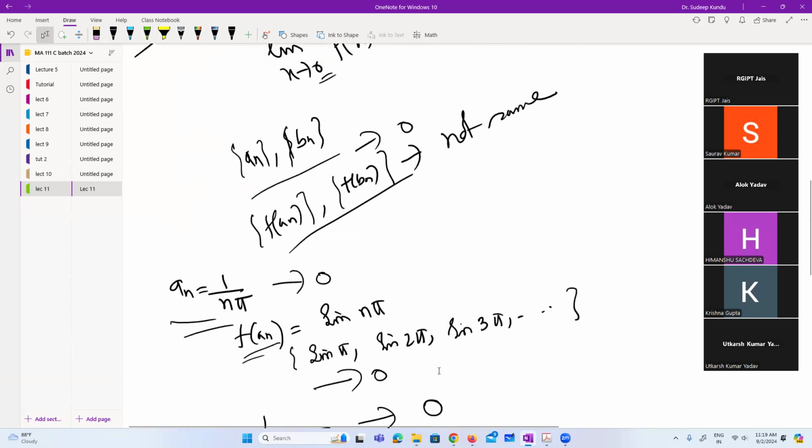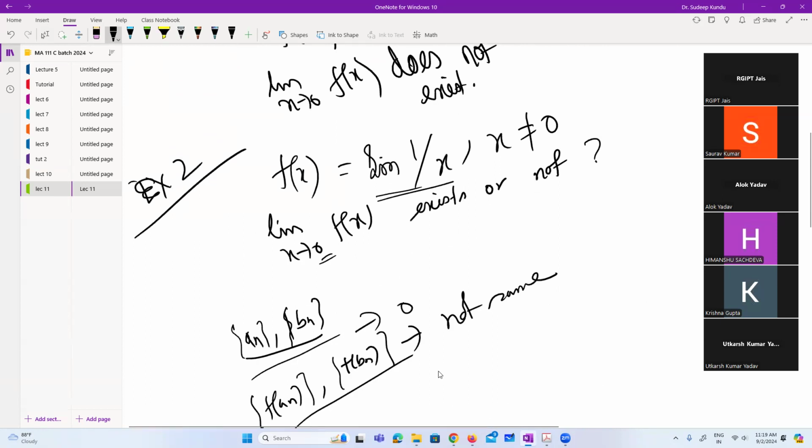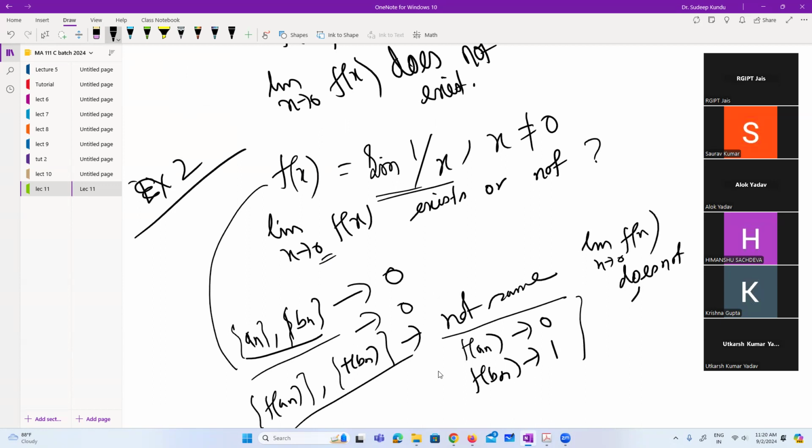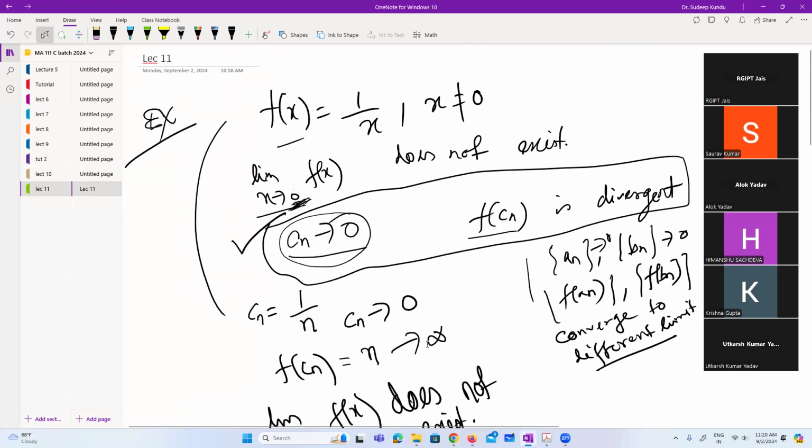So we have seen that two sequences both converge to 0, but their image sequences for this example do not converge to the same limit. So f of an converges to 0, f of bn converges to 1. So the limit as x tends to 0 of f of x does not exist. I have given you two examples where I used this criterion first, and in another one I used this criterion.